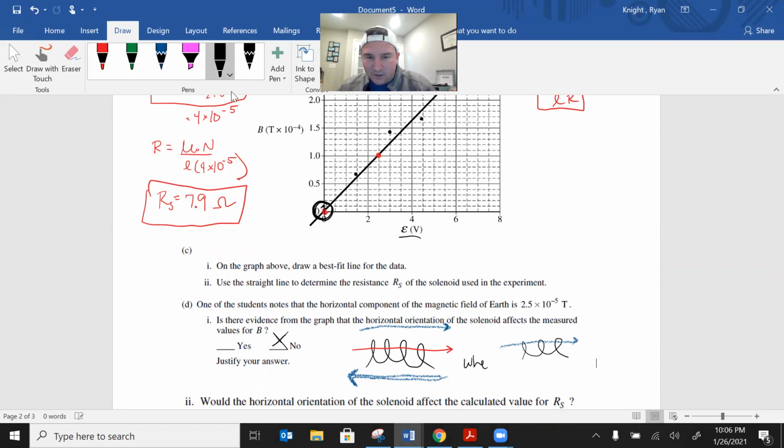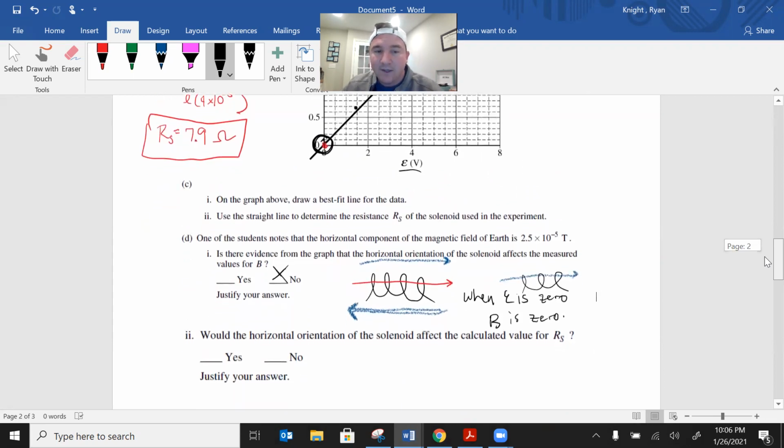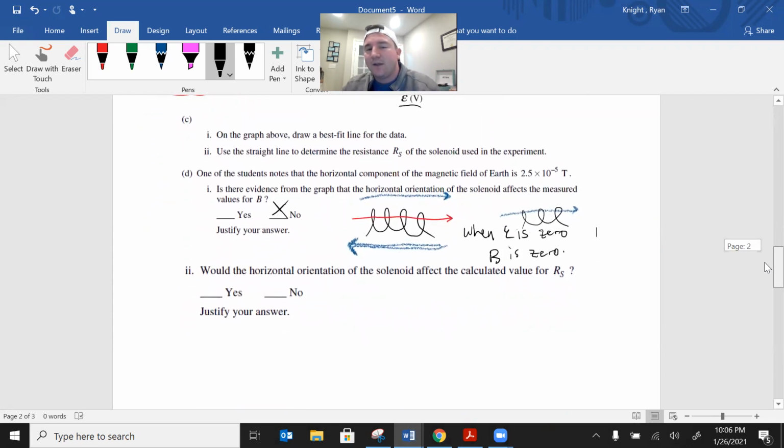Essentially, when E is 0, B is 0, right? That's my justification for that. When I have no EMF, I have no magnetic field. If we had magnetic field being measured at the center when there was no EMF, then we could have that playing a role.